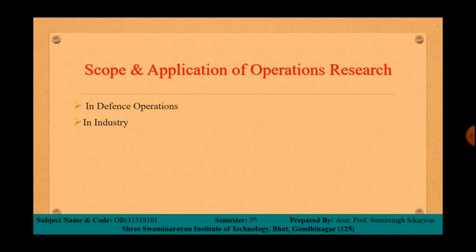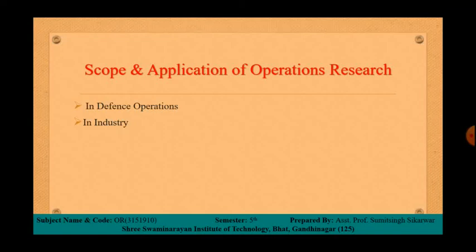Now, these models are used to minimize the cost of production, increase productivity, and use the available resources carefully for healthy industrial growth. So, we can say that operation research is a very useful part of any industry.